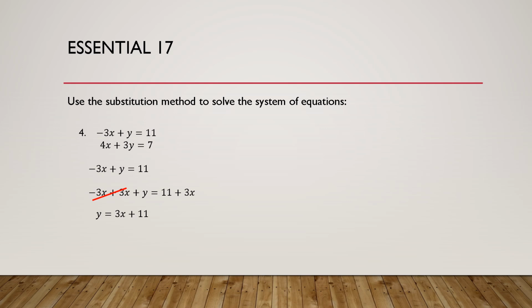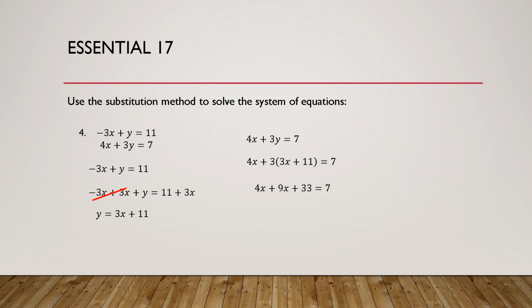Next, we take the other equation and substitute y for what we have just determined y equals, which is 3x plus 11. This gives us 4x plus 3 times the quantity of 3x plus 11 equals 7. We use the distributive property to remove the parentheses and get 4x plus 9x plus 33 equals 7.